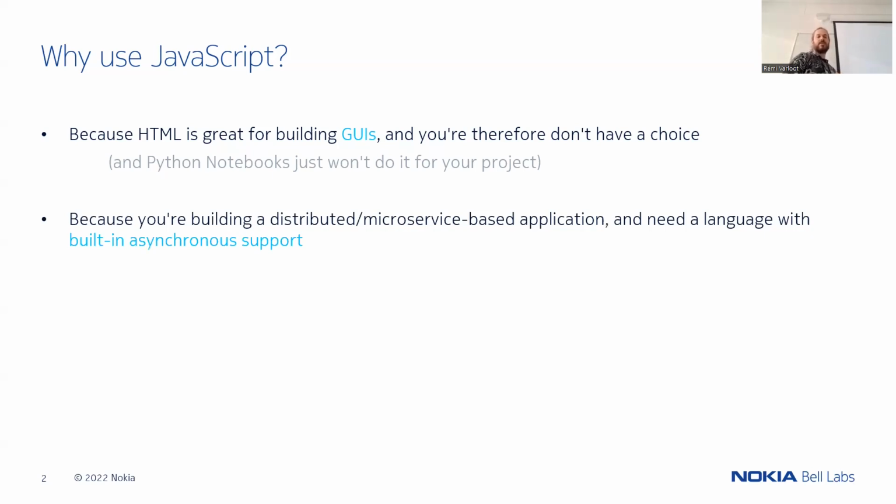You can also use it when you're building distributed applications. It's very convenient because, due to its background as a browser language, it has a lot of built-in asynchronous support. So we had a few weeks back the async IO presentation for Python. Those sort of features are built into the core language in JavaScript, which makes it really convenient when you have distributed asynchronous operations.